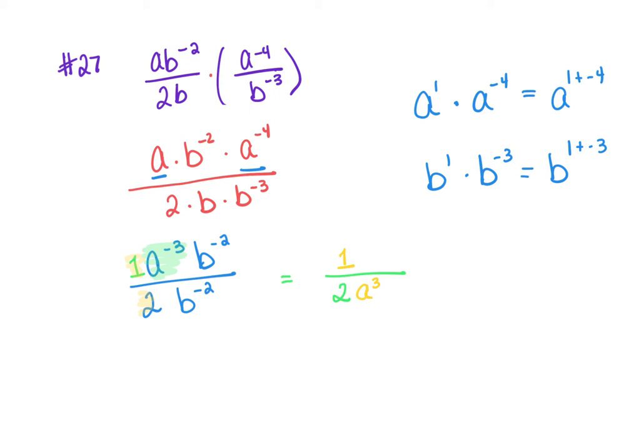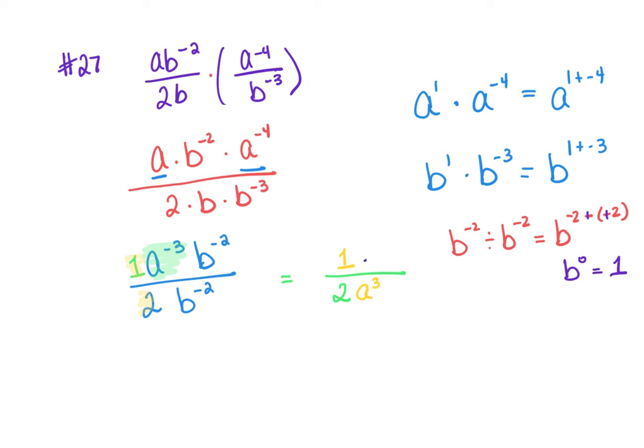I've taken care of that. My A is going to move to the bottom, right? And then I have to worry about my B's. I actually have a B on top and a B on bottom. My rule says I subtract those. I'm dividing, right? So B to the negative 2 divided by B to the negative 2 should be B to the negative 2 minus negative 2. What's minus a negative? Plus a positive. What's negative 2 plus 2? 0. What's anything to the 0 power? 1.